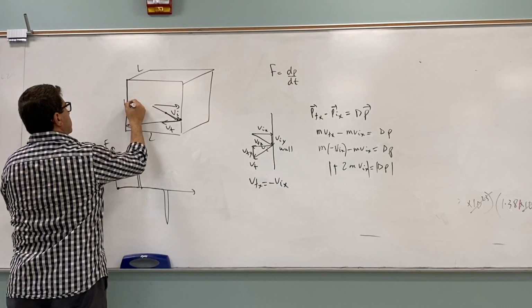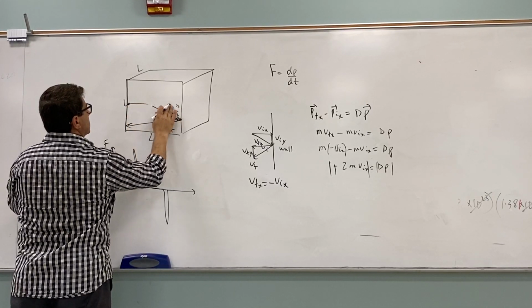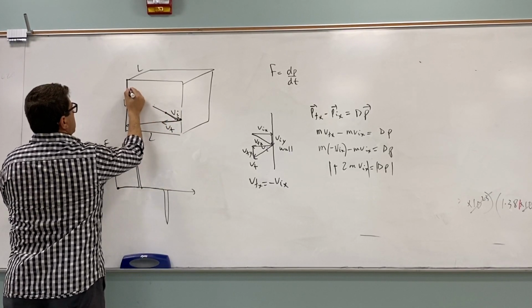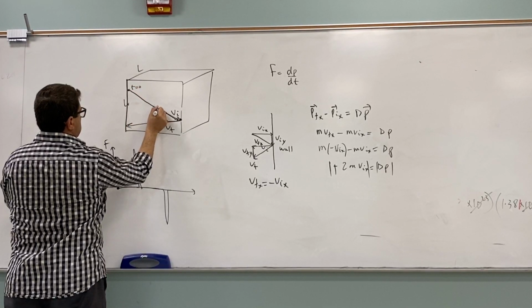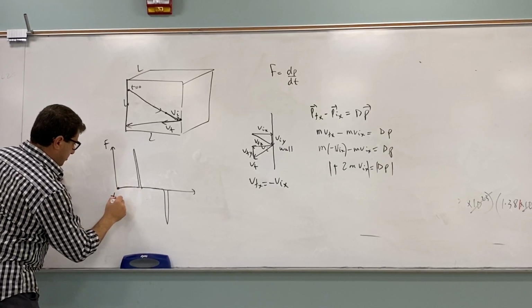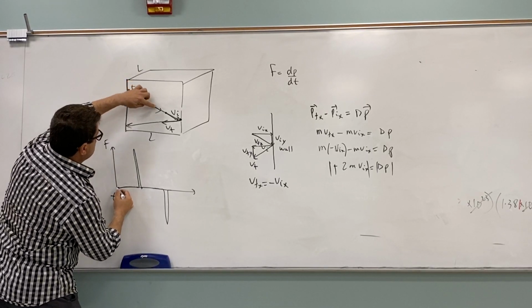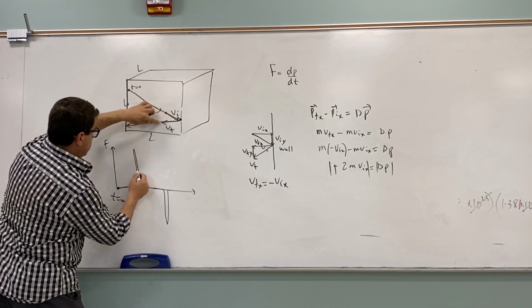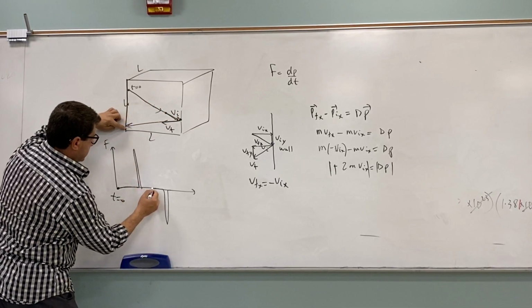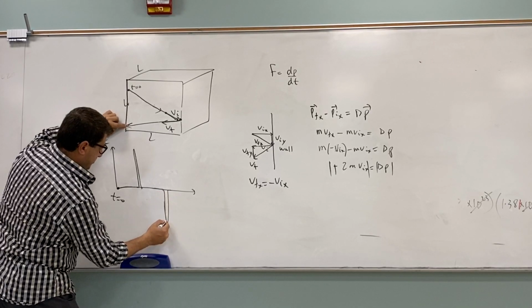The particle starts here. It's going like this. So let's say at t equals 0, the particle is here, it's going down. So this is t equals 0. So it goes down, no force is experienced. It hits the wall, it experiences a force. Then it comes back, it experiences a force here.